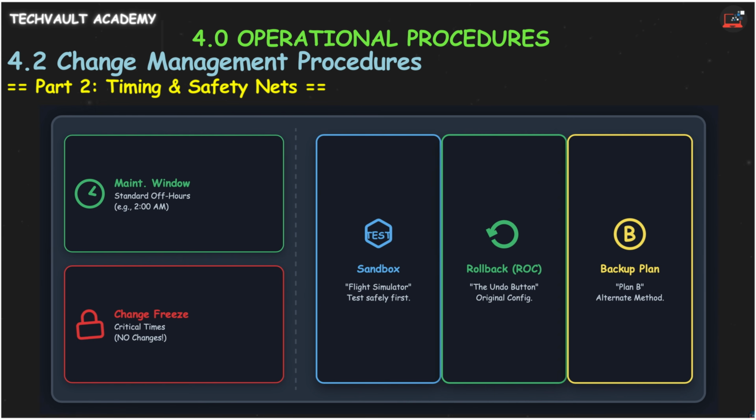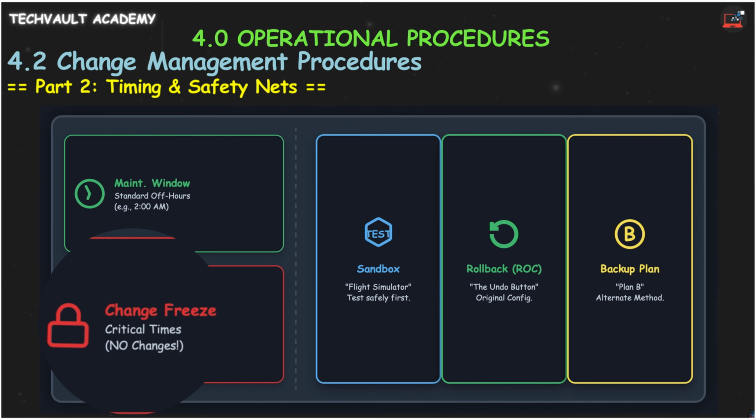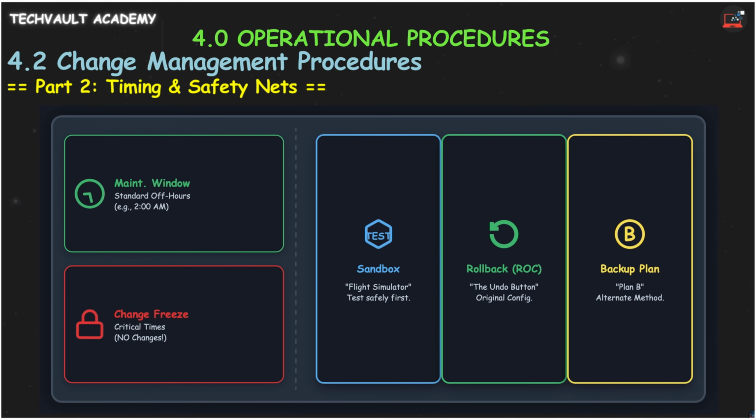Timing is everything. Changes usually happen during a maintenance window, a pre-approved time when usage is low, like Sunday at 2 a.m. However, during critical business times, like the holiday shopping season, we implement a change freeze, where no changes are allowed at all. Before you touch anything, you need safety nets.